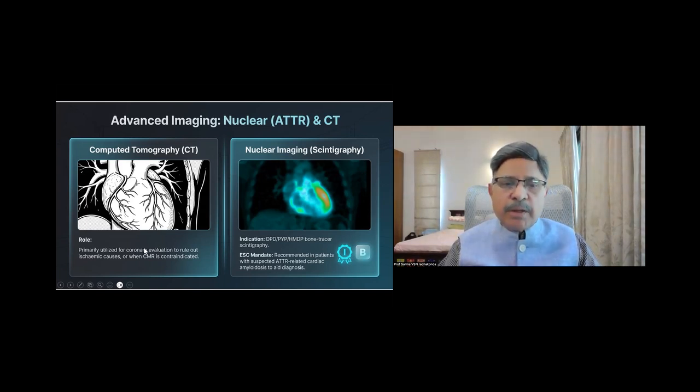Why is CMR not possible? Whenever there is some magnetic or metal implant in the body, somebody wearing a pacemaker, then you cannot do a CMR. Then you have to do a cardiac CT. That's called CT of the heart. Then nuclear imaging, scintigraphy, and the indications are DPD, PYP, HDMP, bone tracer scintigraphy. Several types of molecules can be used as tracers. ESC recommends it in patients with suspected ATTR-related cardiac amyloidosis to aid the diagnosis. This is nuclear imaging.